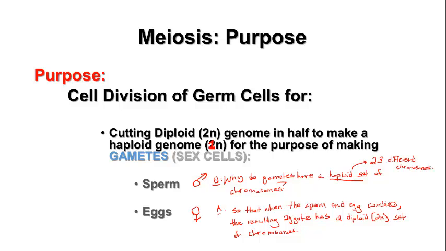So that when you combine those 23 different solitary chromosomes with another set of 23 different solitary chromosomes, you now have homologous pairs for each of the 23 types of chromosomes, giving you a total number of chromosomes in the diploid state of 46, all right?